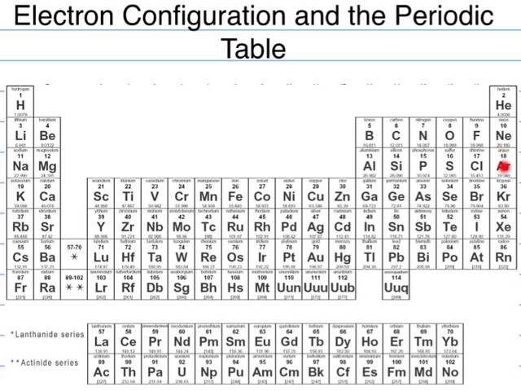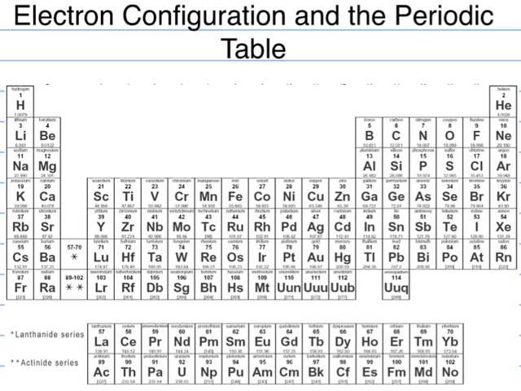Now group 8 or group 0 is slightly different. Group 8 or group 0 has a completely full outer shell. So for example, helium here has 2 electrons in that first shell. Neon has 8 electrons in its outer shell.